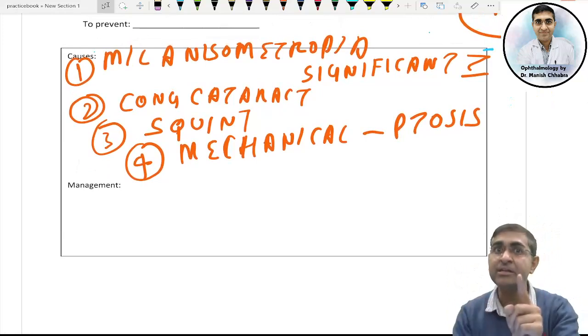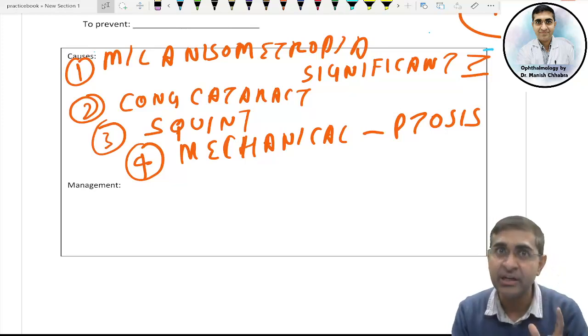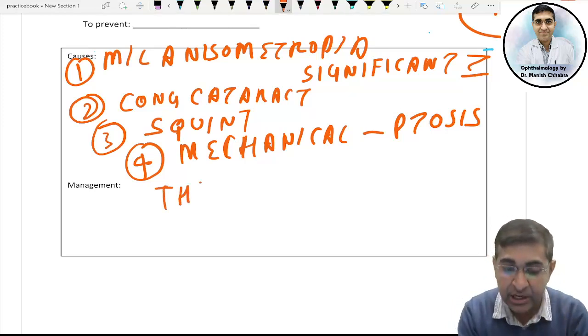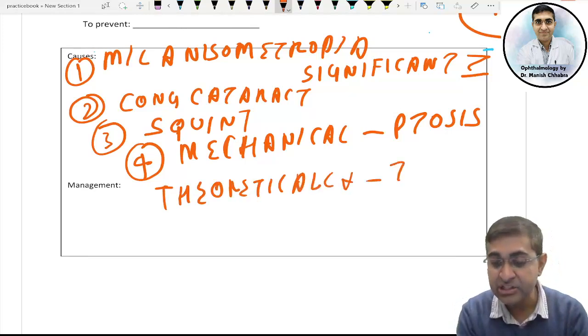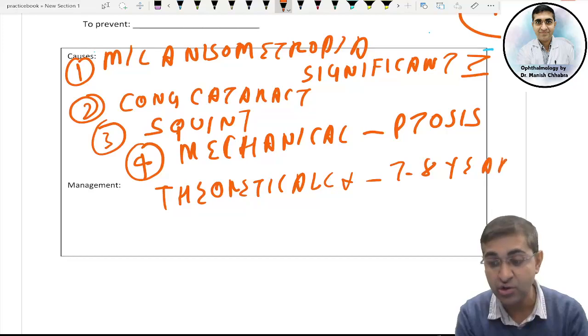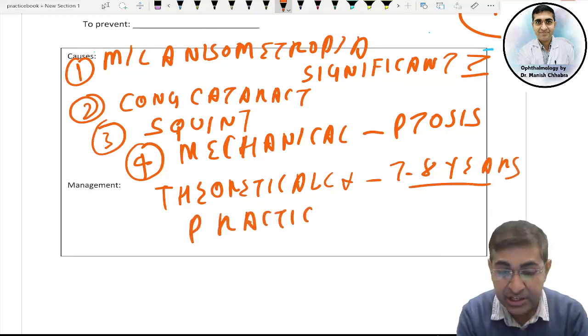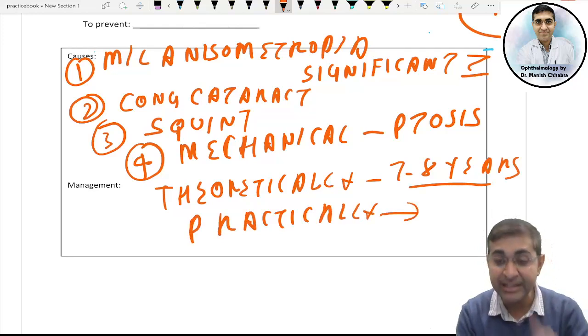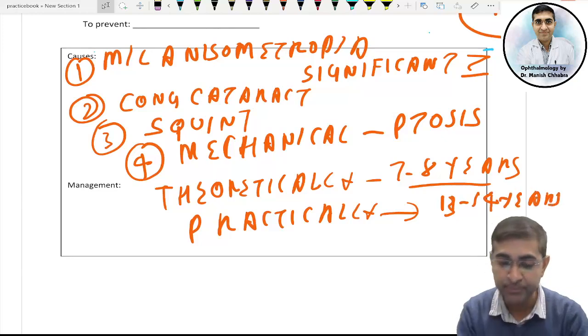Now, what will be the management? The management depends upon the age of the child. Theoretically, you can treat amblyopia up to 7 to 8 years of age. This is also your previous year question. But practically, it is seen that you can treat amblyopia up to 13 to 14 years of age.